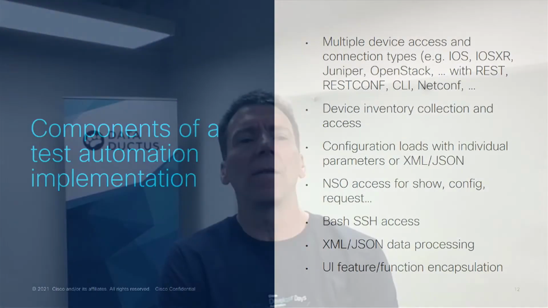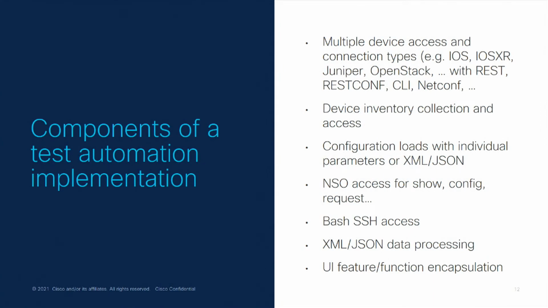Well, in order to answer that question, I asked, what are the components of a test automation implementation that I might reuse? I've mentioned them along the way, but let me list them here. It's the multiple device access. I built ways to connect to iOS, iOS XR, Juniper, NSO, even OpenStack with RESTconf, and these different interfaces. I built those already. Device inventory: I know what my test devices are. I probably had that in some sort of JSON file or some way to easily add to it.